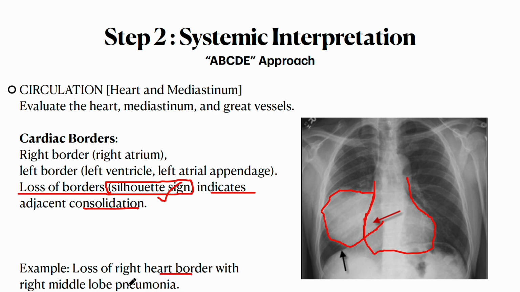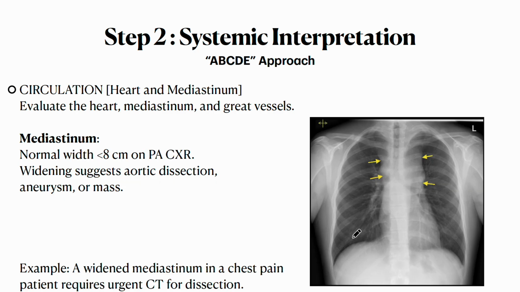Loss of right heart border with right middle lobe pneumonia in the same X-ray right here. It can cause that, right? So let's talk about mediastinum. The normal width of mediastinum is less than 8 centimeter on PA chest X-ray. Widening suggests either aortic dissection, aneurysm, or mass. Here, it should have been just like this, but this is the enlargement here.